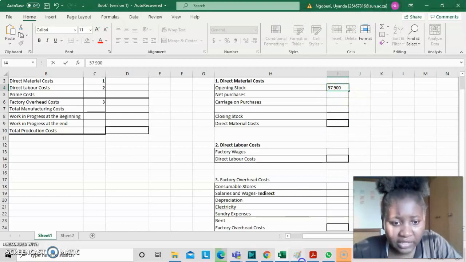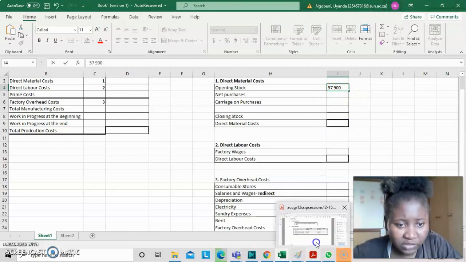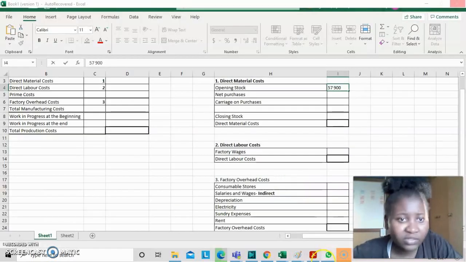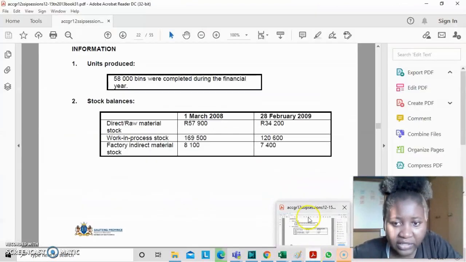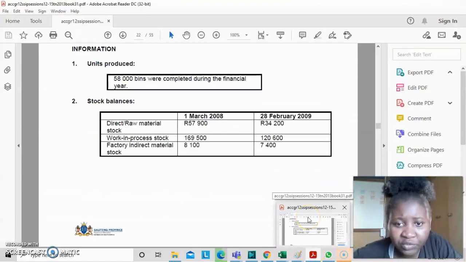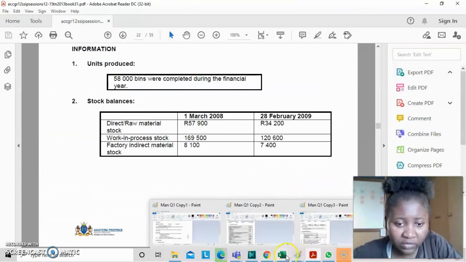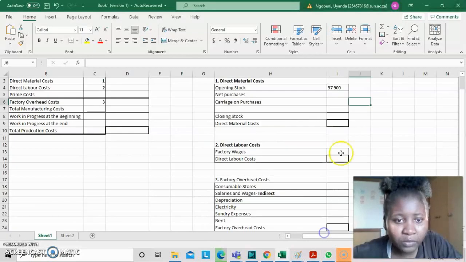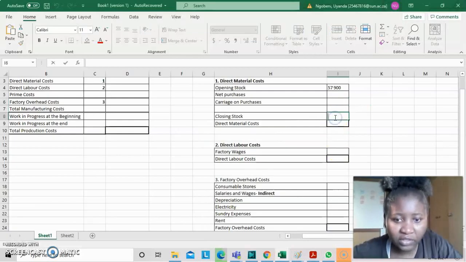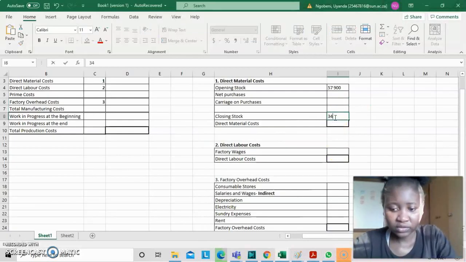Okay. And then we were also given, it's 57,900, yeah. And then we were also given the closing stock, right? The closing stock is 34,200. So 34,200, which is going to put it there as well.